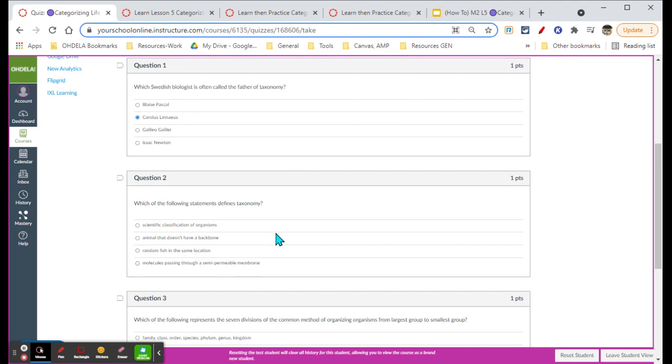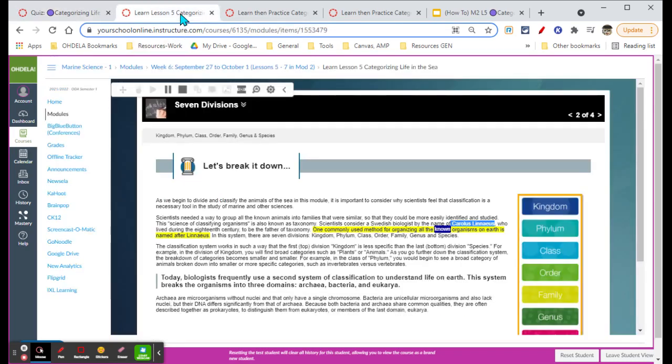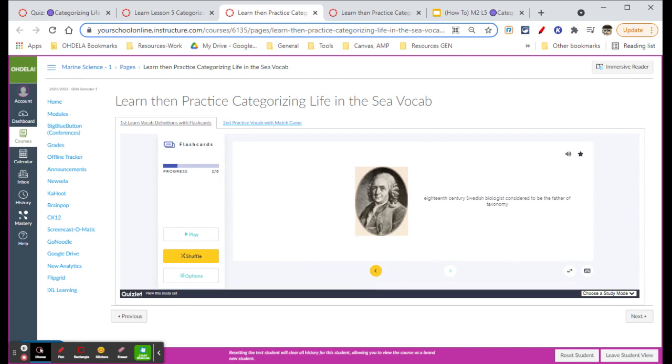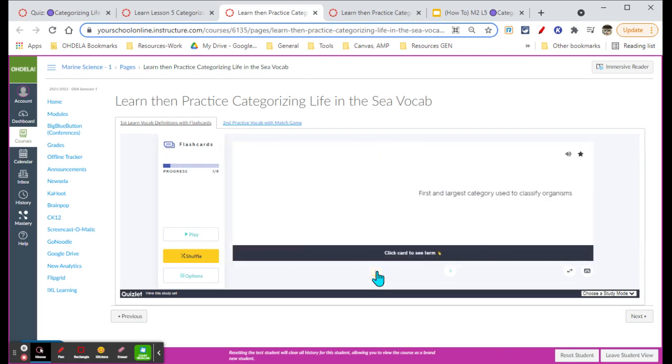It says, which of the following statements defines taxonomy? So we want to find the definition for taxonomy. We can continue reading here on the lesson. We can also check our vocab. Let's take a look at the vocab, see if we find it. You can move through the flashcards.